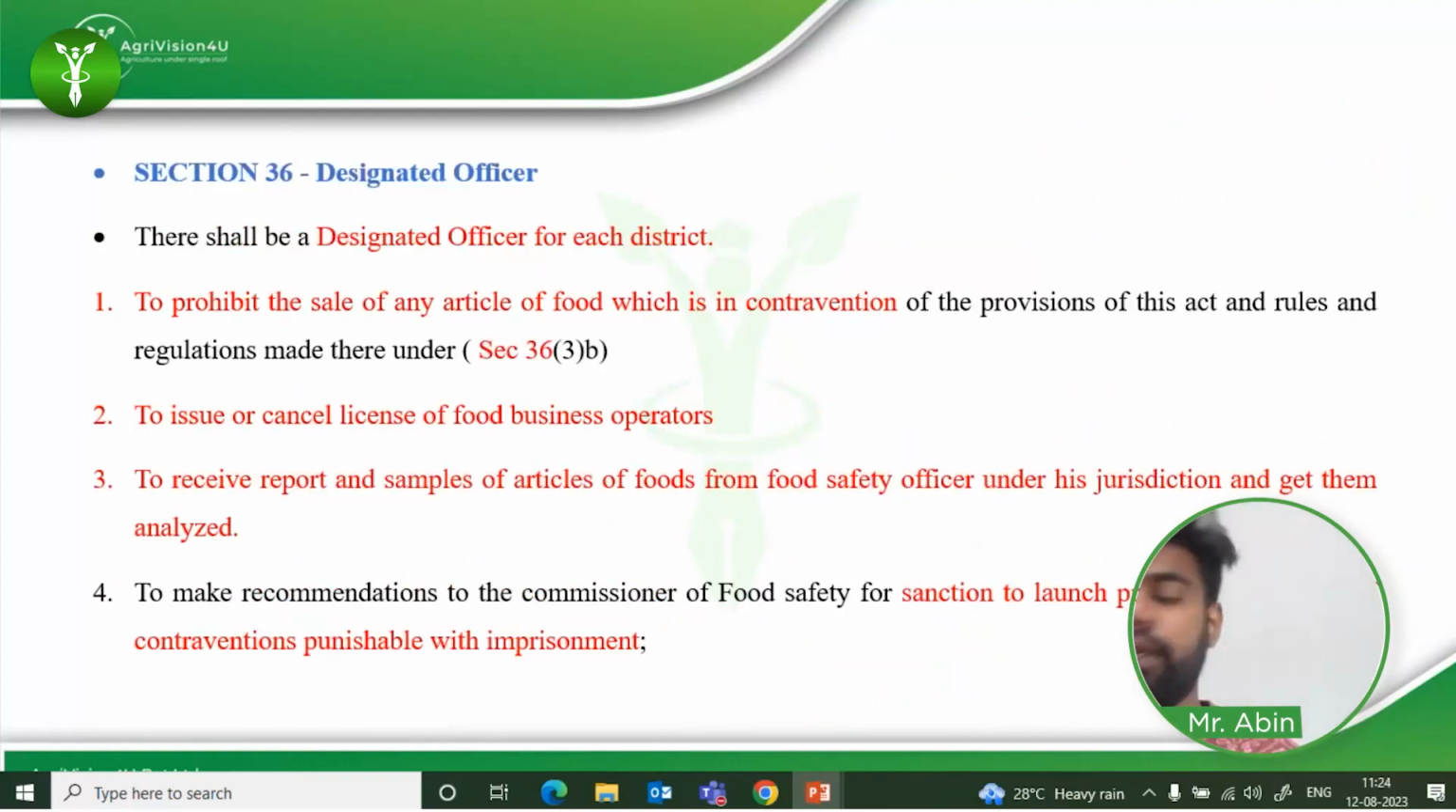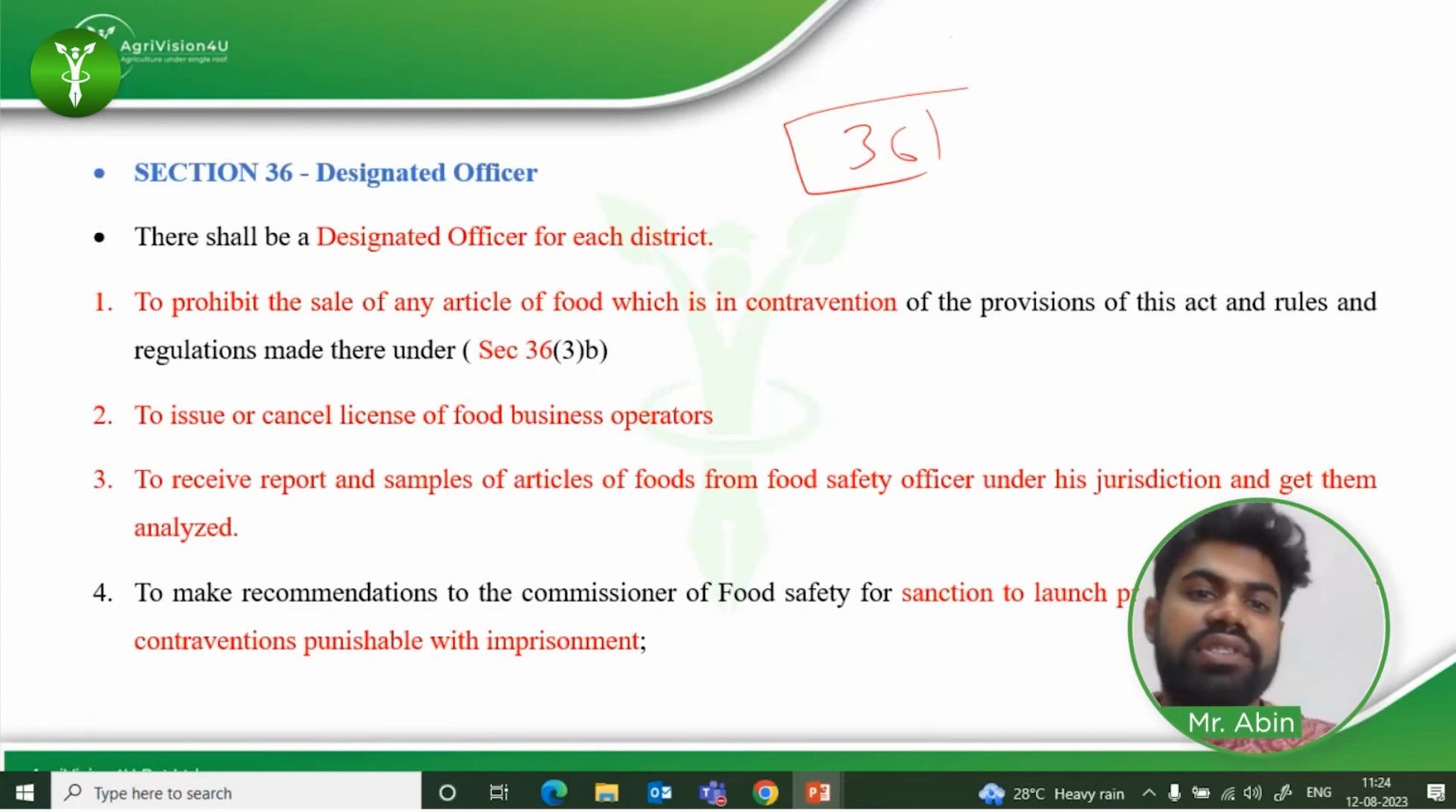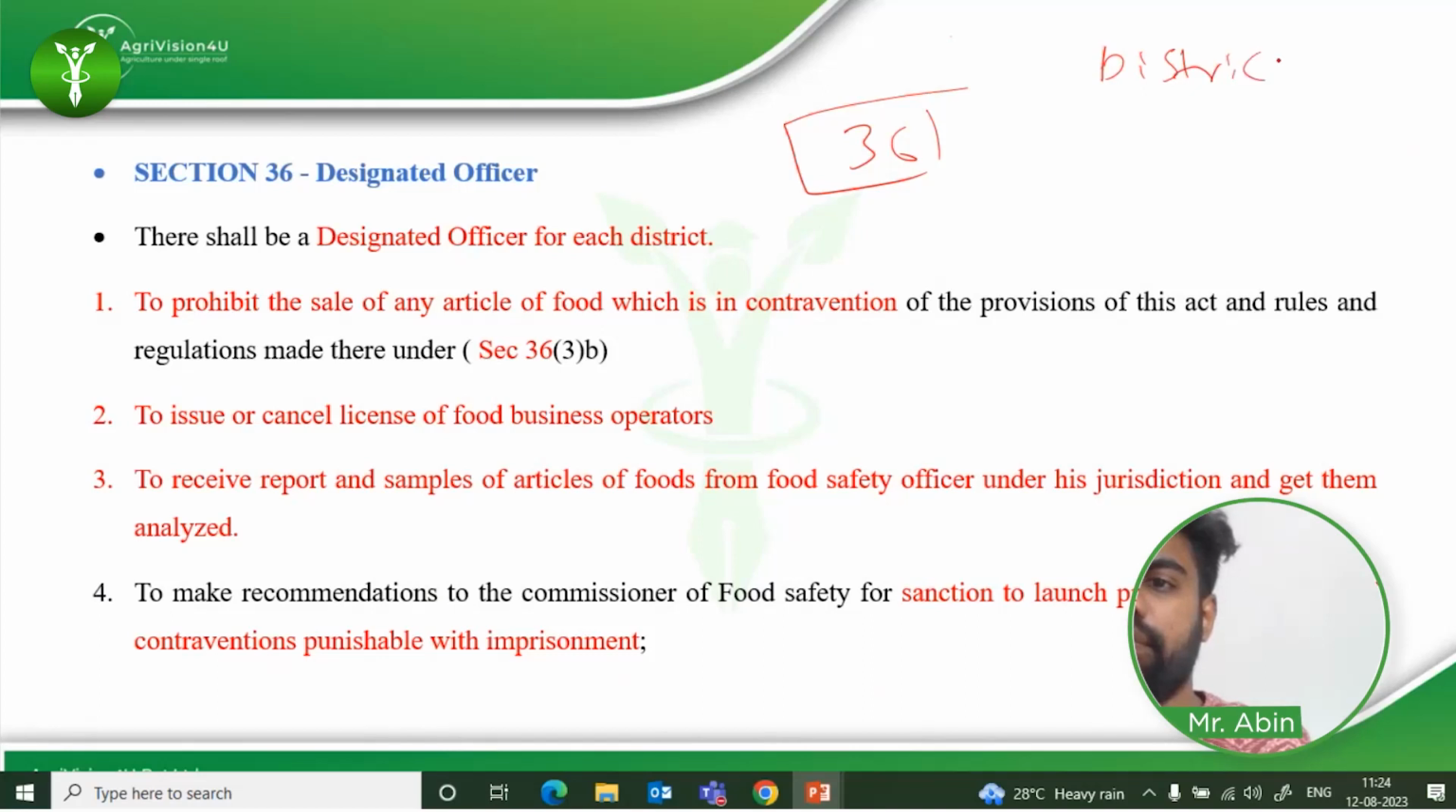Under section 36, now we have seen the licensing procedures and all those things. Now under section 36, all these officers are coming. So that is for the designated officer. I have already told you about the designated officer, but I'll just give important points here. The designated officer is for a district, and under section 32 he is appointed.